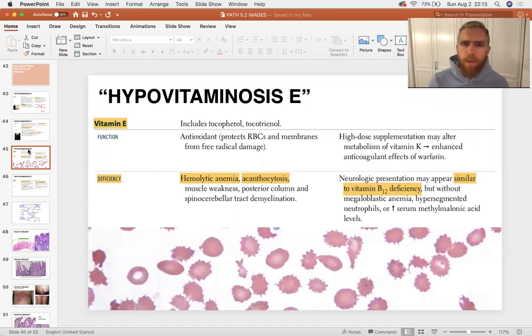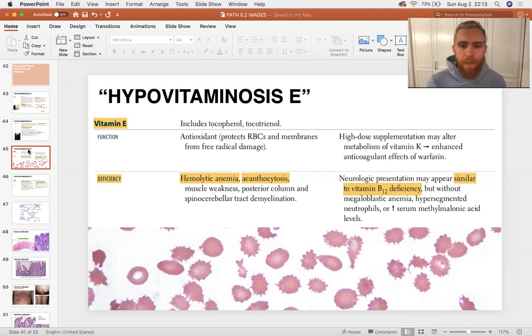Hypovitaminosis E, this is one that people don't tend to know a lot about. Vitamin E is a membrane-based antioxidant. So you have vitamin C and vitamin E. Those are your two main antioxidants. Vitamin C is a cytosolic antioxidant. It's pretty soluble. Vitamin E, on the other hand, is lipid soluble, and so it sticks in membranes and performs neutralization of any lipid radicals that might form, which are pretty frequent.